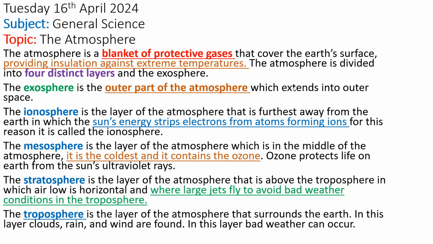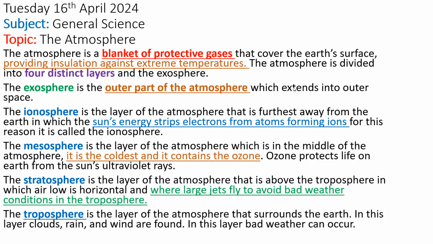All right, and I need Malik, can you read the definition of stratosphere? Yes, sir. The stratosphere is the layer of the atmosphere that is above the troposphere, in which air flow is horizontal and where large jets fly to avoid bad weather conditions in the troposphere.